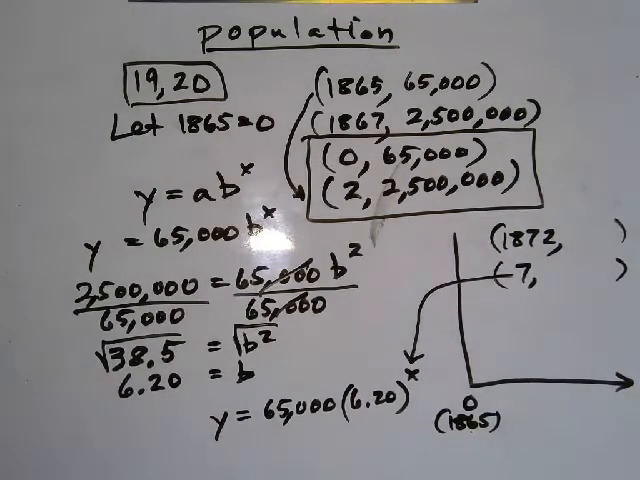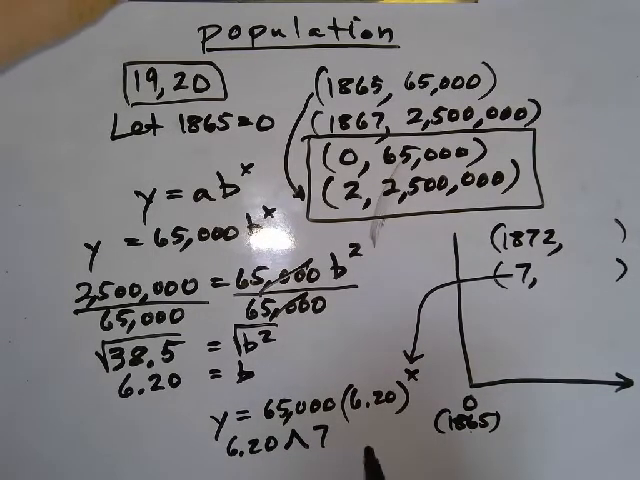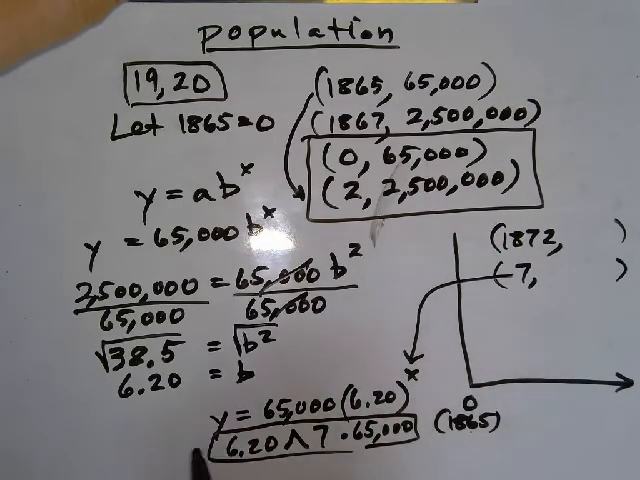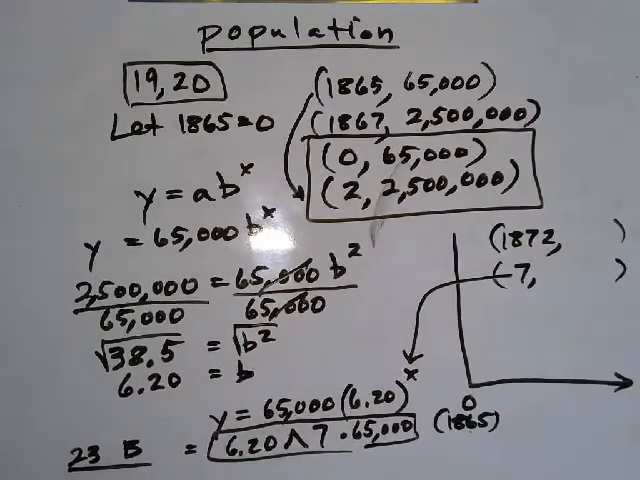Well, using your calculator with the exponent key, you would take 6.20, and you'd raise it to the 7th power, and then you could hit equal here, it doesn't matter actually, and then multiply times 65,000. And what you end up with here is a value in the neighborhood of 23 billion, about 23 billion rabbits.